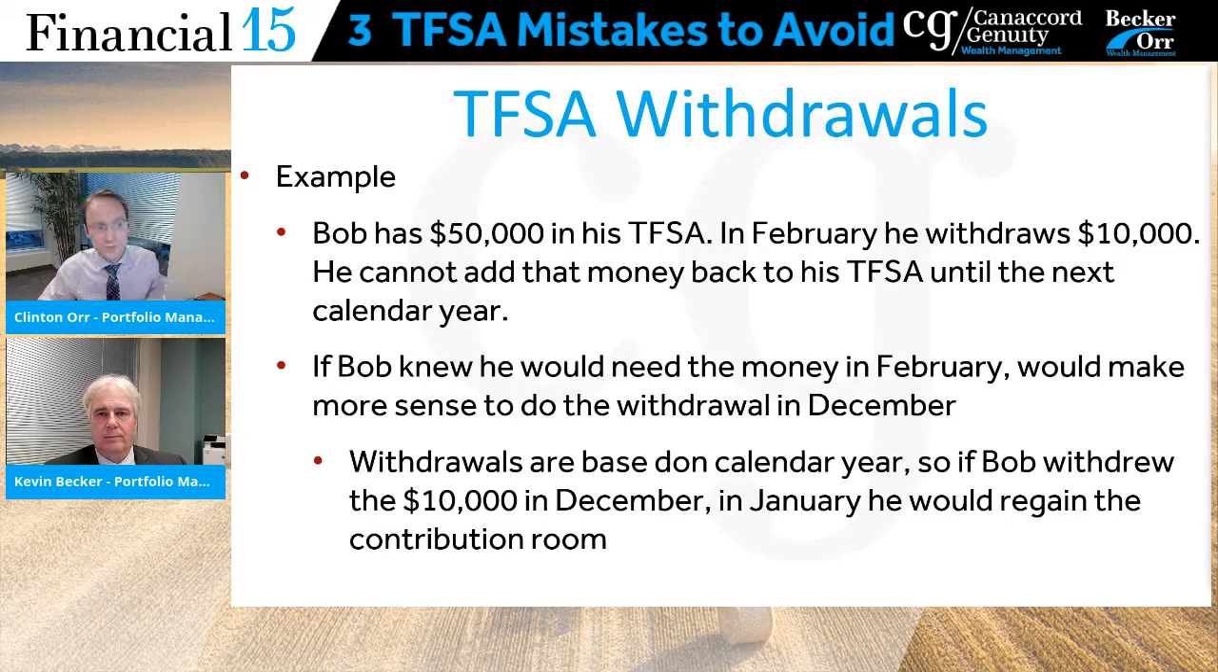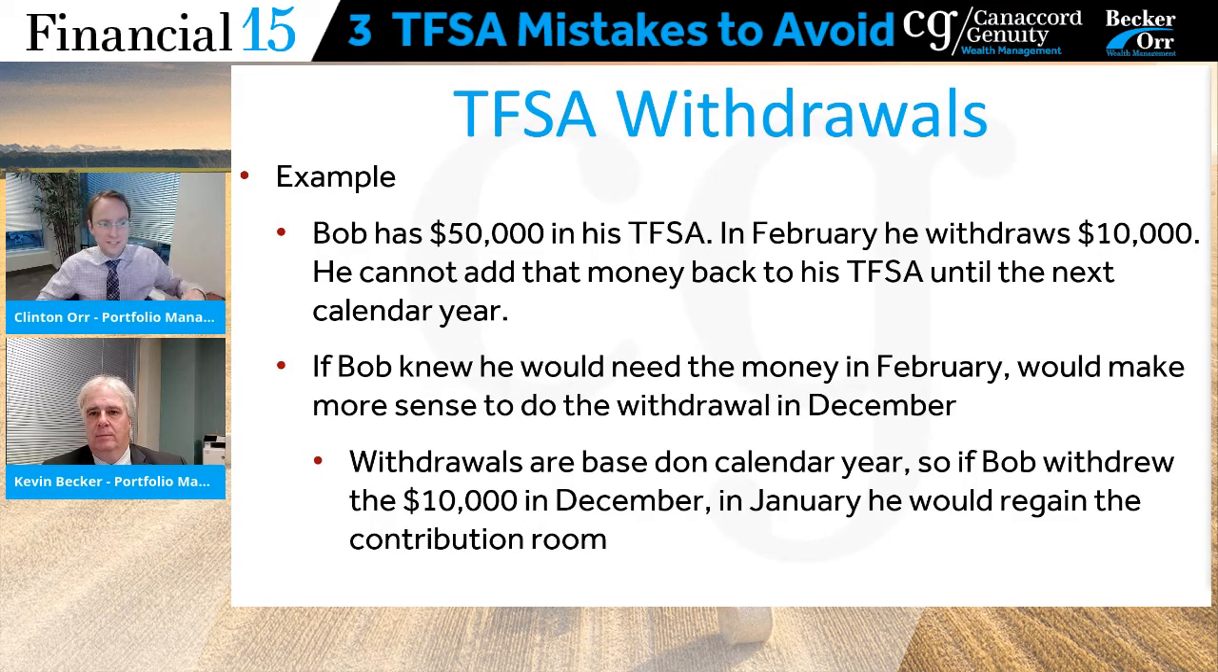So the example here, let's assume there's an individual named Bob. They got 50 grand in their TFSA, and they know that in February, they're going to need $10,000. So if they take it out in February, they now have to wait until the following calendar year, the following January, before they're allowed to put that money back in. But if Bob knew in advance, you know what, I need 10 grand in February, he could take it out a little early, could take it out in December, couple months early, but the key here is that's in a different calendar year. So he takes it out in December, fast forward 1 month to January, it's a new calendar year. He now has the ability to put that money back in if he can.